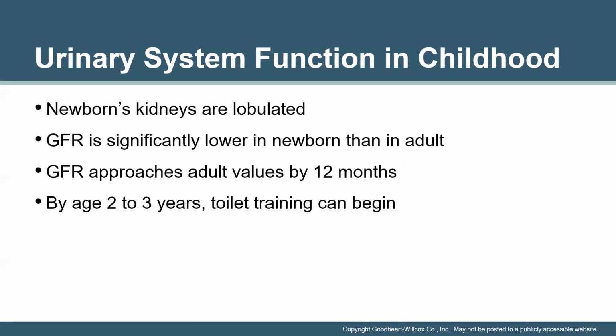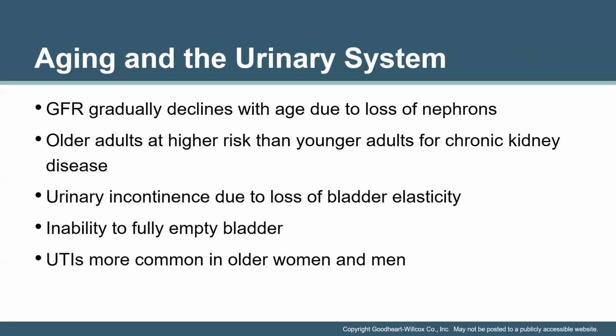So then in childhood, we're going to notice some changes as well. Newborn kidneys are lobulated. The GFR is significantly lower in the newborn in contrast to an adult. The GFR will approach adult values by about a year old. By the age of 2 or 3, toilet training is regulated better. And that's why that happens.